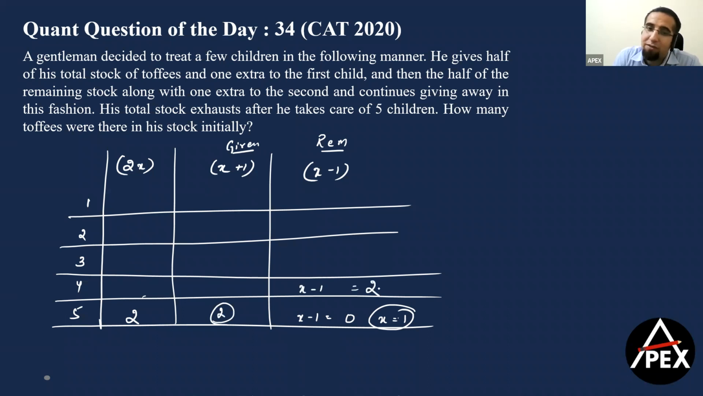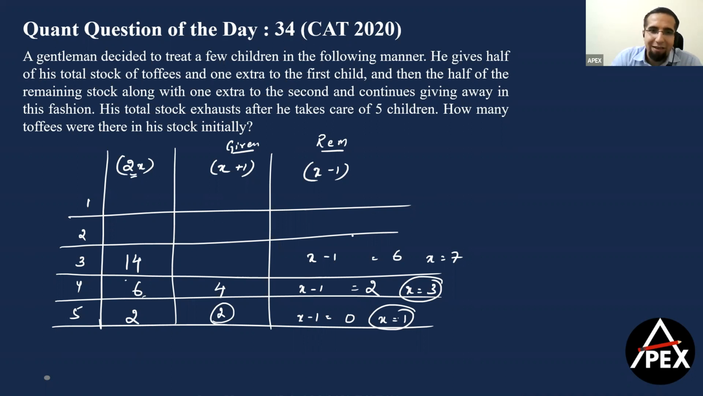Now again, if x minus 1 is equal to 2, then the value of x will be equal to 3. If x is equal to 3, this value 2x becomes 6. So you can check, half of 6 is 3, 3 plus 1 is 4 given, and he's left with 2, and the cycle continues. So he had 6. Now if x minus 1 is equal to 6, the value of x is equal to 7. If the value of x is 7, 2x will be equal to 14.